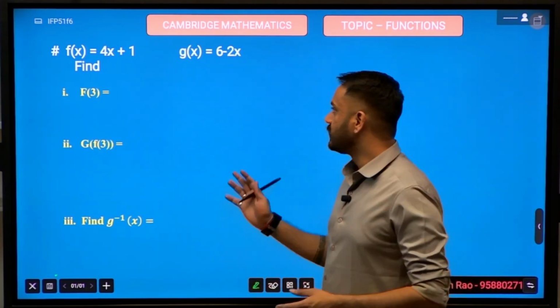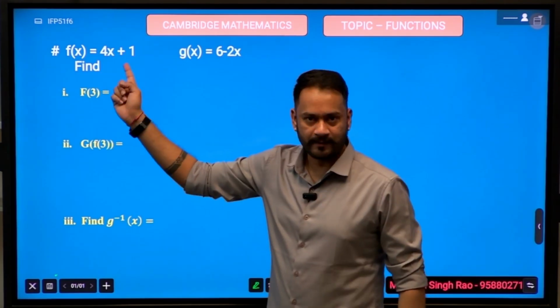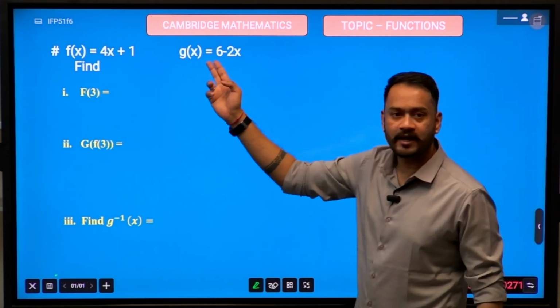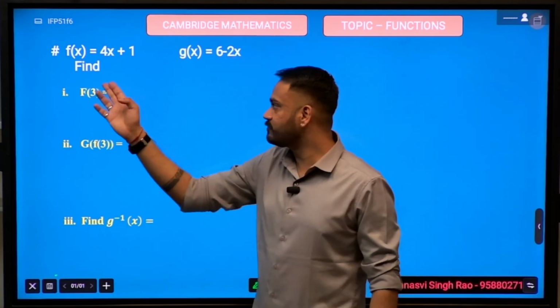So if you see here, there is a function given to you, f(x), that is 4x plus 1. And this is another function, g(x), that is 6 minus 2x. Now what we need to do is find f of 3.